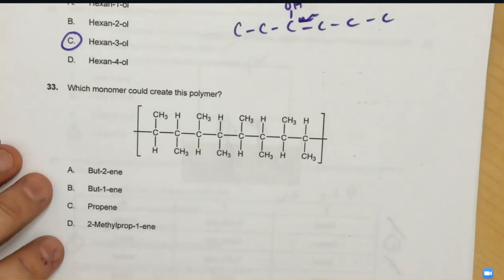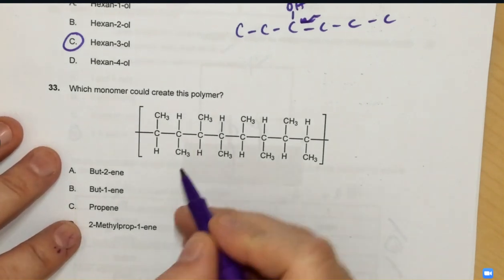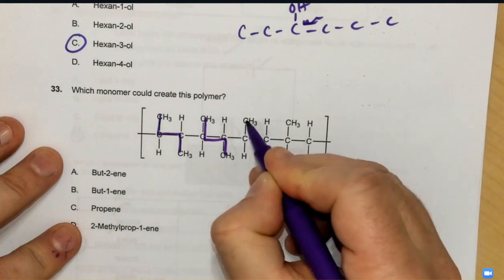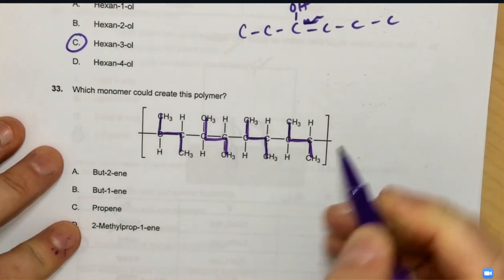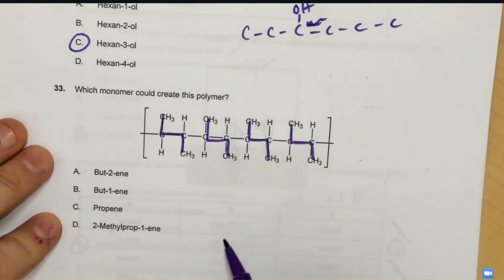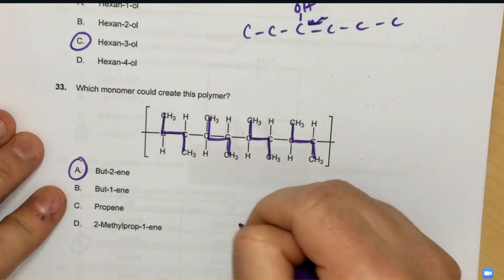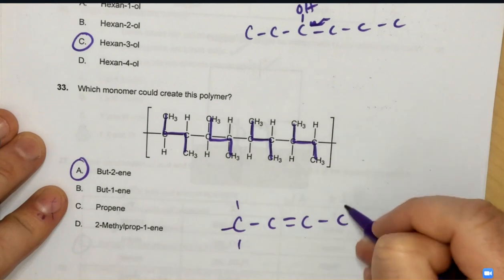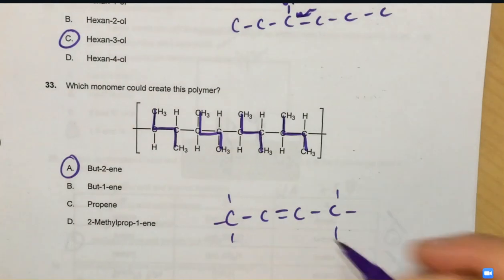the lowest possible number. So which monomer could create this? I see here we have a repeating pattern that has 4 carbons in a row with a methyl group on either side. So that would have to be butene. You need to have that double bond in the middle there, so that these methyl groups go above and below to produce that.